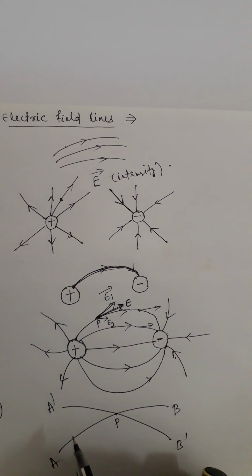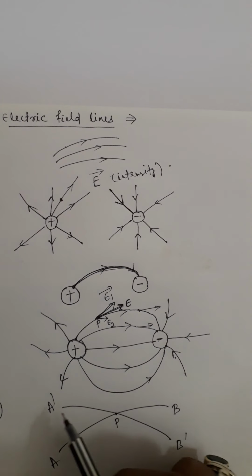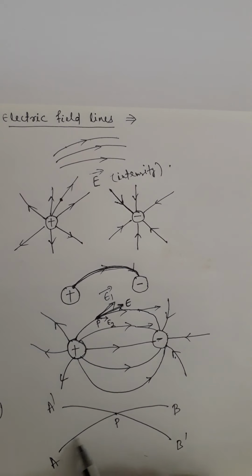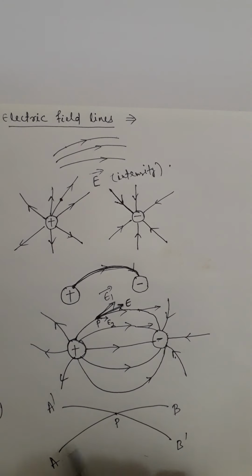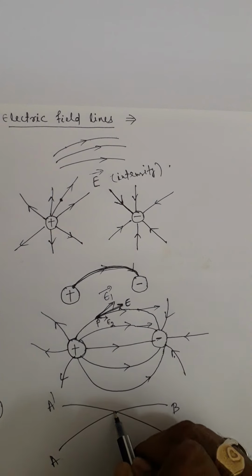The third property is about two lines of force. Suppose here there are two lines of force, that is AB and A dash B dash. Two lines of force never intersect each other. Suppose there are two field lines intersecting each other at point P.